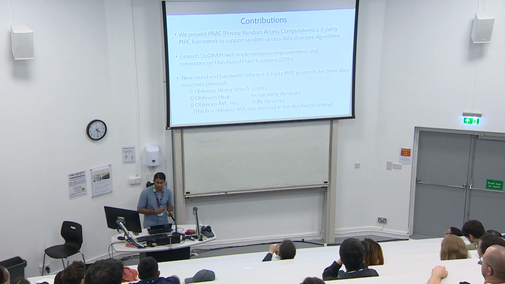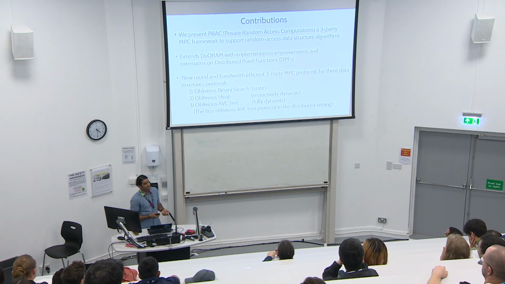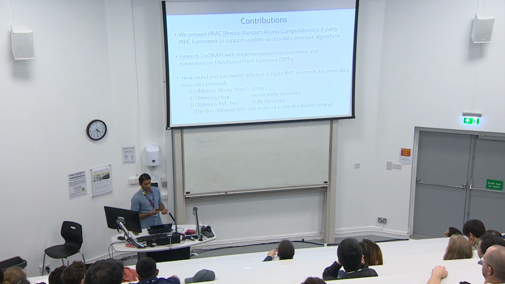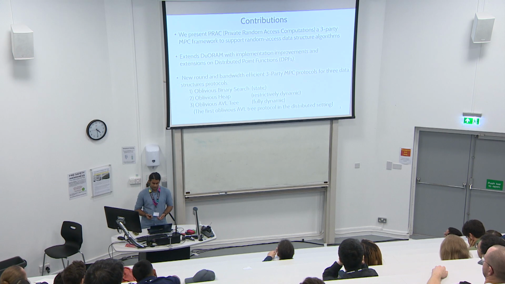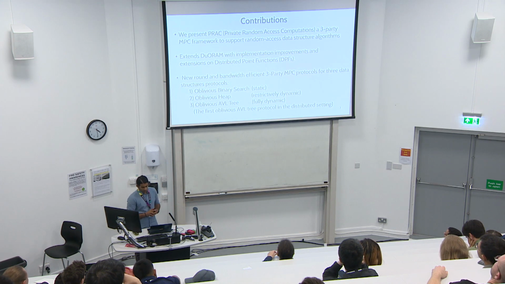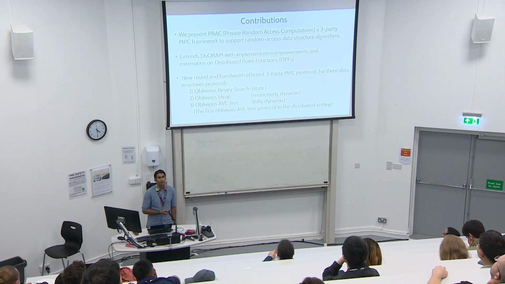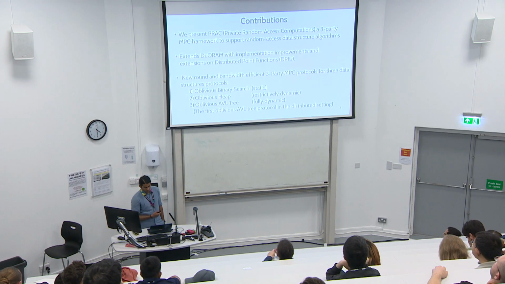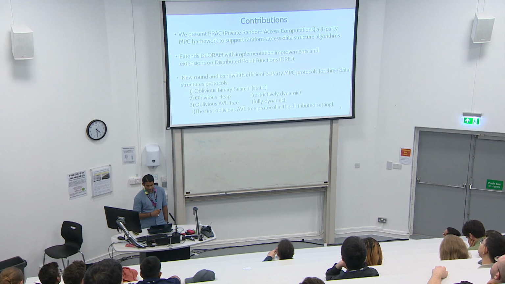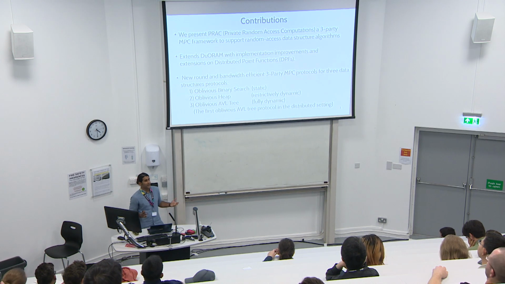So in this work, we present PRAC, Private Random Access Computations, a three-party MPC framework in the semi-honest setting for random access data structures. PRAC extends the state-of-the-art communication-efficient DORAM with implementation improvements and extensions based on distributed point functions. We take advantage of some interesting properties of DORAM that make it well-suited to support RAM data structures. In particular, our work presents three different protocols that are exemplars of data structures with varying degrees of what we call data dynamicity.